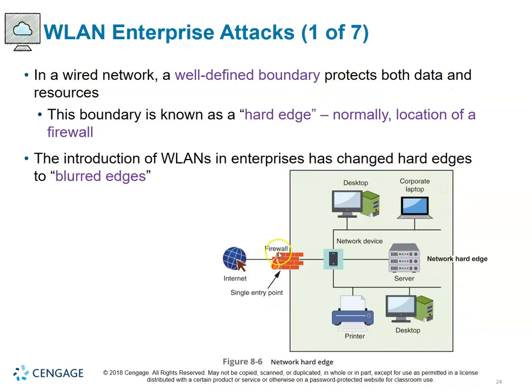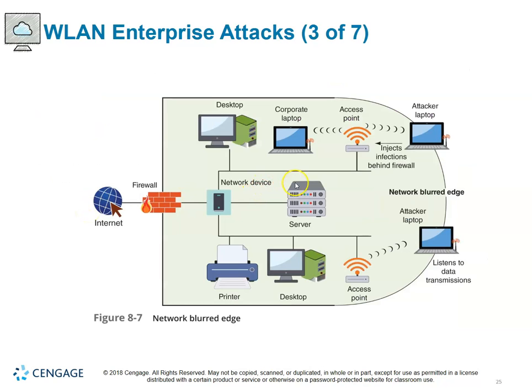And you can see it here. It's this so-called network hard edge. And typically that was implemented via a firewall. That was our network hard edge. Well, now that we have wireless local area networks in our enterprises, this has really blurred the meaning, in more ways than one, of this hard edge. So now you can see here's the network blurred edge over here in this semicircle that you see.